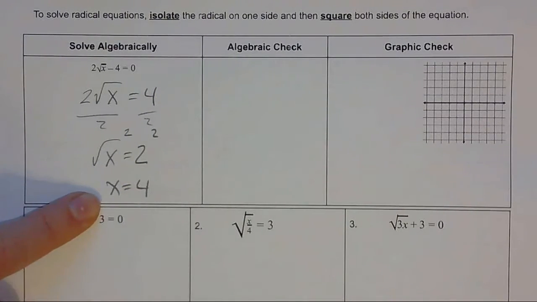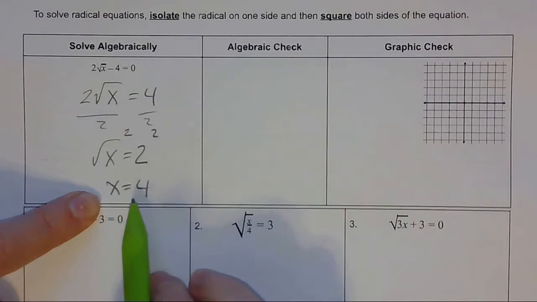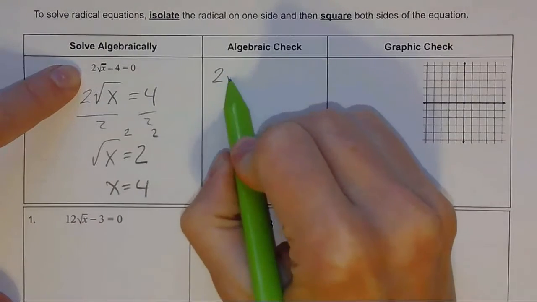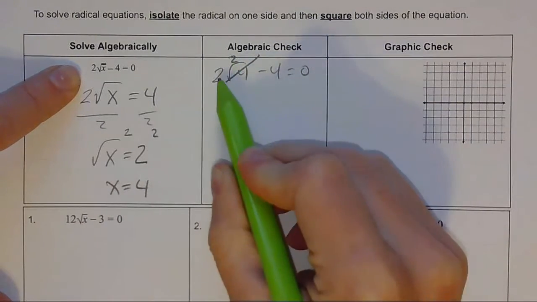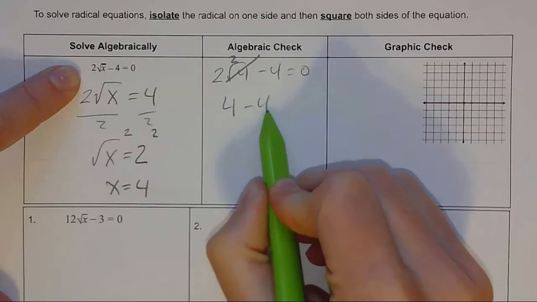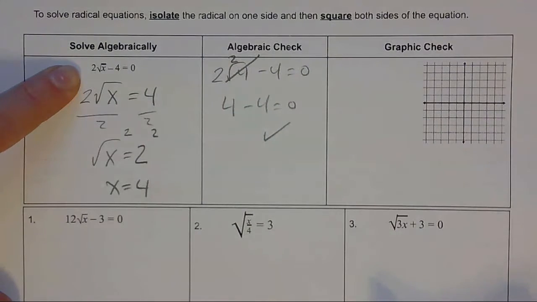Okay, you are going to need to check your answer every single time. I'm going to show you how to do it in the calculator most of the time, but just at least check your answer, okay? So plugging in a 4, we get 2 square root 4 minus 4 equals 0. We know square root of 4 is 2. 2 times 2 is 4. 4 minus 4 is 0. It's going to work out most of the time, but there will be times that it does not work out.